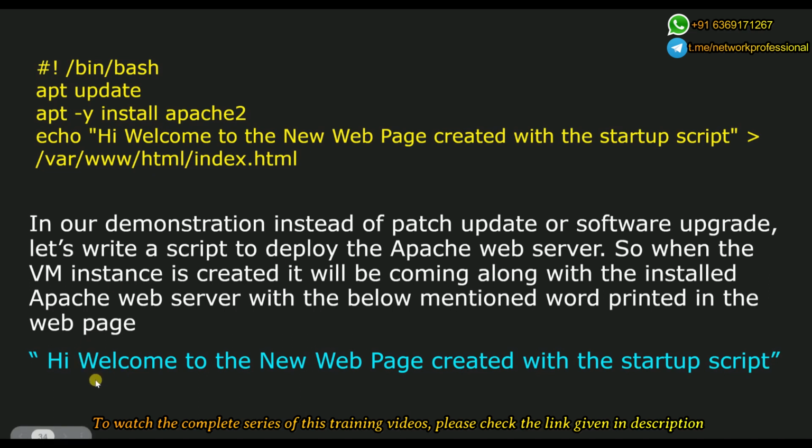Once we create it, when we try to access the web server using the VM's external IP address, we will see this output: "Hi, welcome to the new web page created with the startup script." Because in the echo I have the statement: hi, welcome to the new web page created with the startup script. Fine, let's see how to do it.